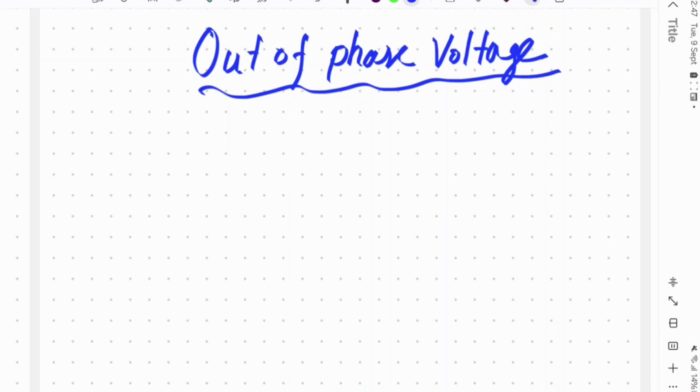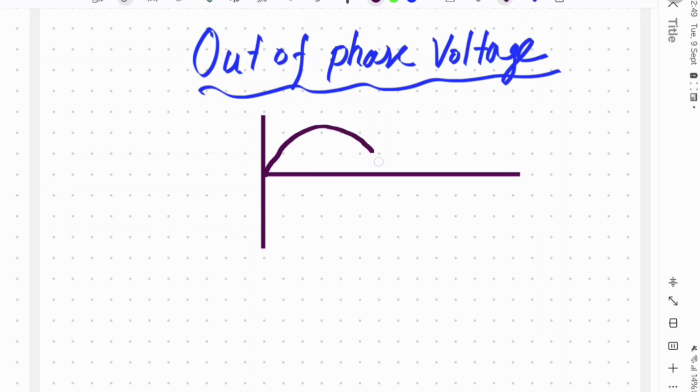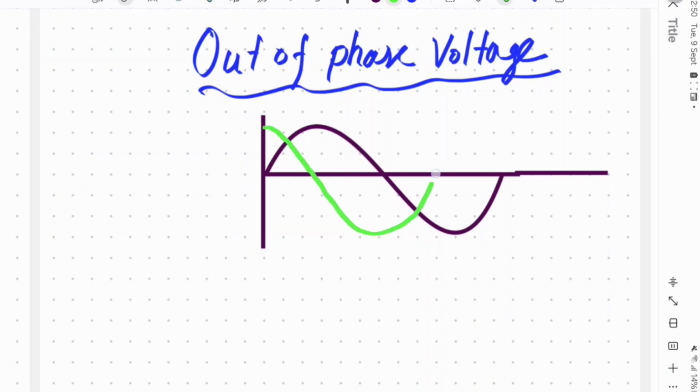So this is completely opposite to in phase voltages. It means when the two voltages do not reach their maximum, minimum or zero values at the same instant, they are called out of phase. From this waveform we will understand this out of phase. So this is the first waveform. This is the other waveform.